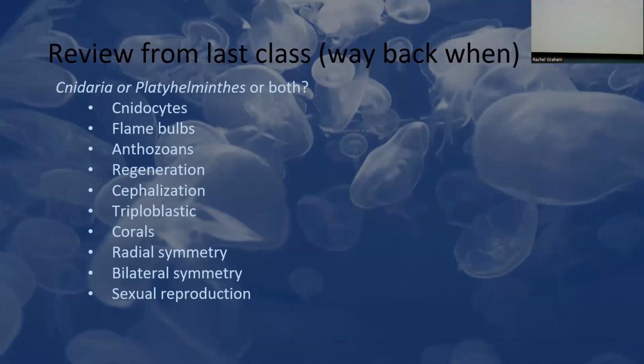Okay, let's see what you remember. The area of platyhelminthes are those minocytes. The area, that one should be pretty obvious. Flame bulbs or flame cells. Platyhelminthes, what do they do for platyhelminthes? What is their function? They're helping to get rid of waste, pulling water through to get rid of waste.